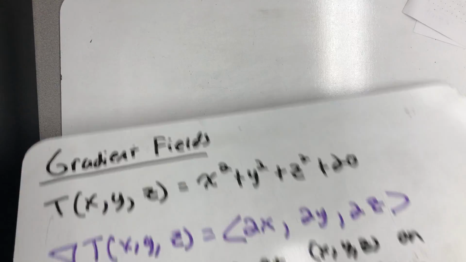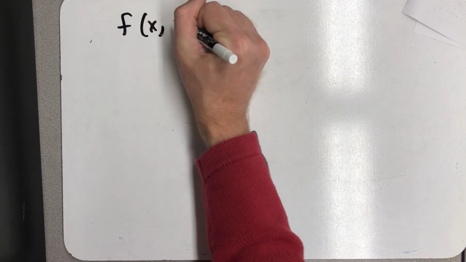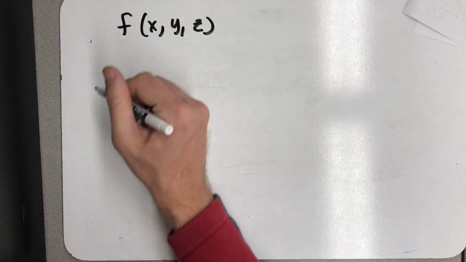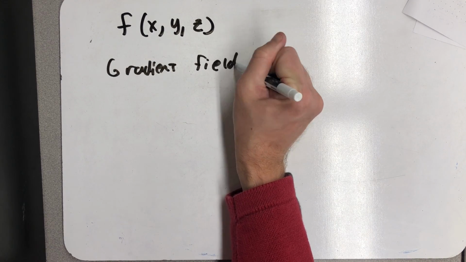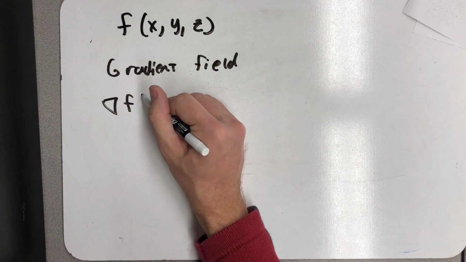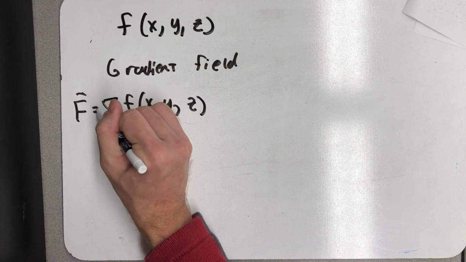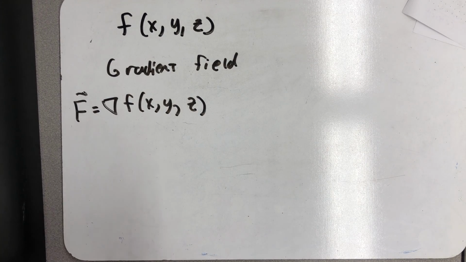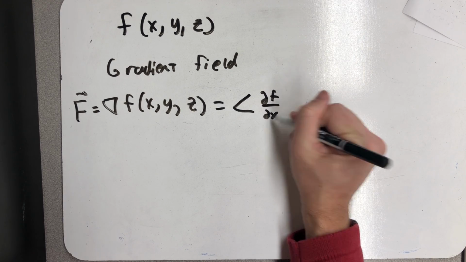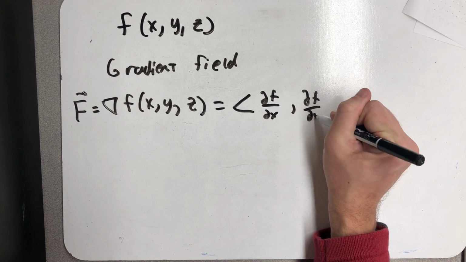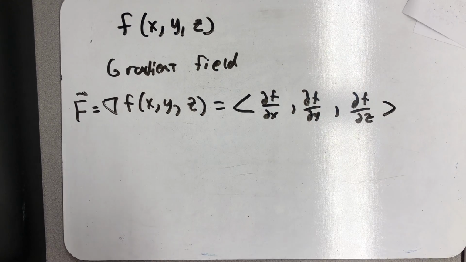In general, if you have a scalar function f(x, y, z), then the associated gradient field is just the vector field formed by taking del f. And maybe we'll call that big F because now I'm thinking of it as a field. And there's a gradient field.